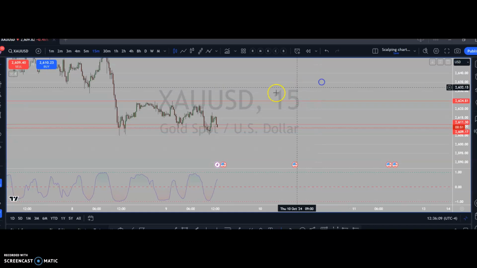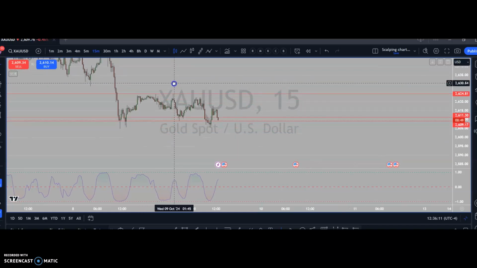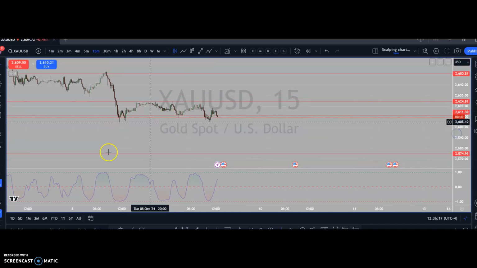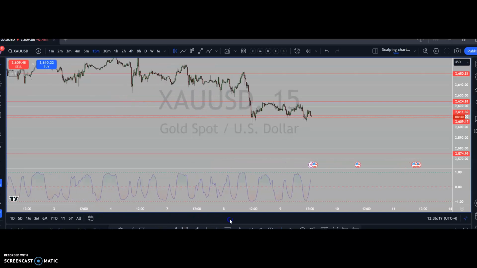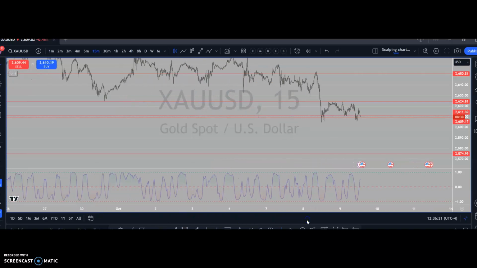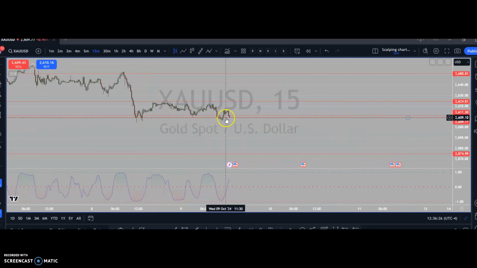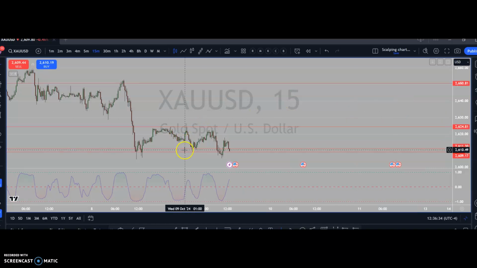All right? So we're on our 15 minutes. So what I'm looking for is a sweet spot in the market, right? I'm looking for a key level to get broke, and I'm looking for that continuation down to the next key level, as long as there's nothing hindering price action.